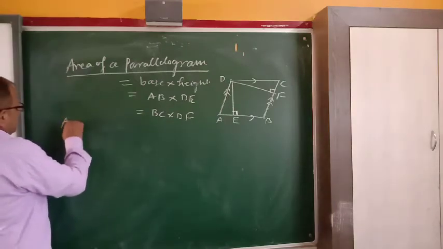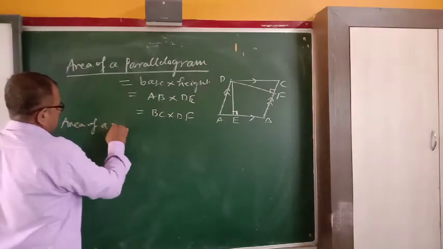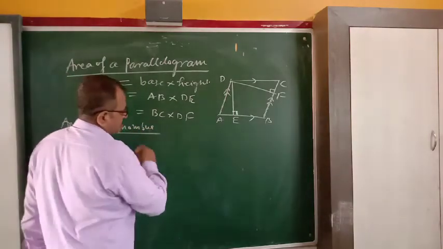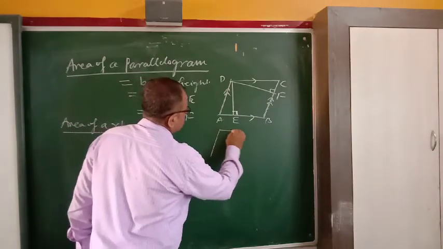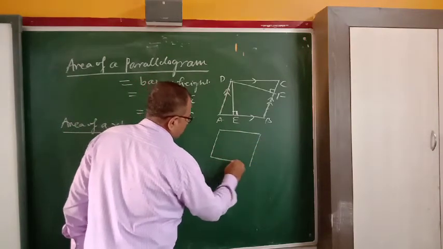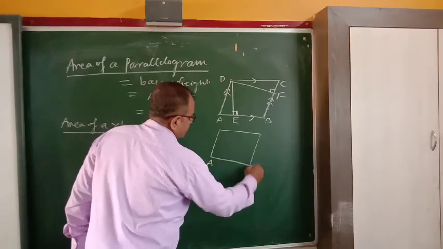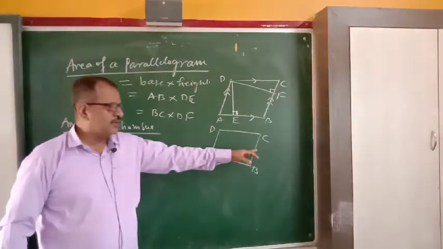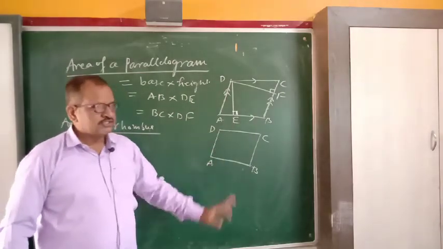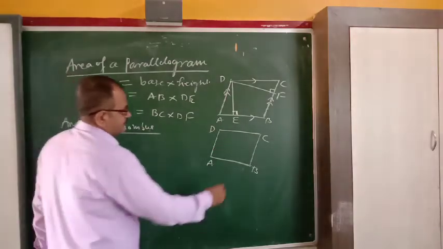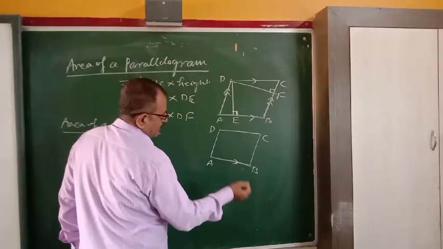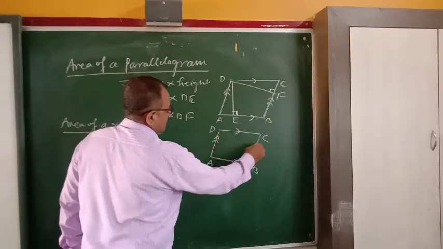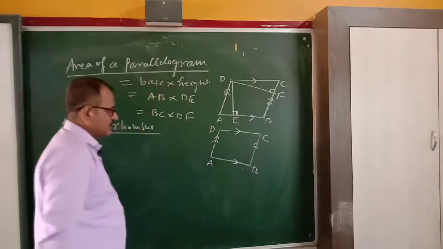Next point, area of a rhombus. What is a rhombus? In a rhombus, all four sides are equal. ABCD is a rhombus, a quadrilateral in which all four sides are equal is called a rhombus. It is also a parallelogram. So DC is parallel to AB and AD is parallel to BC.